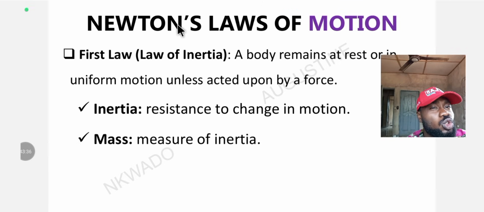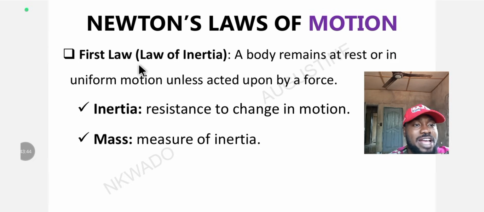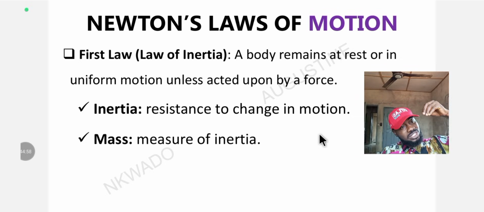So what are Newton's laws of motion? Let's find out. Newton has 3 laws of motion. The first Newton's law of motion is also called the law of inertia. And what is inertia? Inertia is that force that keeps a body at rest. According to the definition we have here, it says inertia is resistance to change in motion. So that force that prevents that body from moving, that thing that forces the body to be in one particular position is known as inertia. So the resistance to change in motion is inertia.